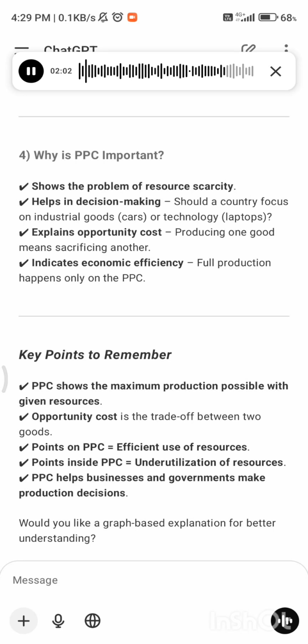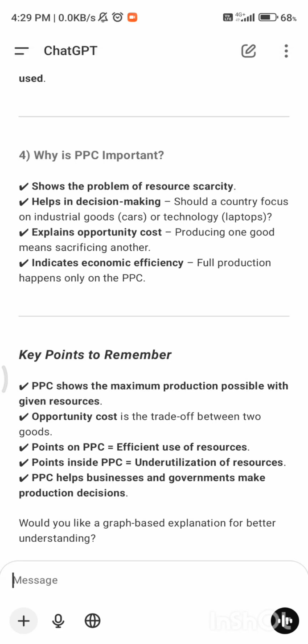Key points to remember. PPC shows the maximum production possible with given resources. Opportunity cost is the trade-off between two goods. Points on PPC equal efficient use of resources. Points inside PPC mean underutilization of resources. PPC helps businesses and governments make production decisions. Would you like a graph?